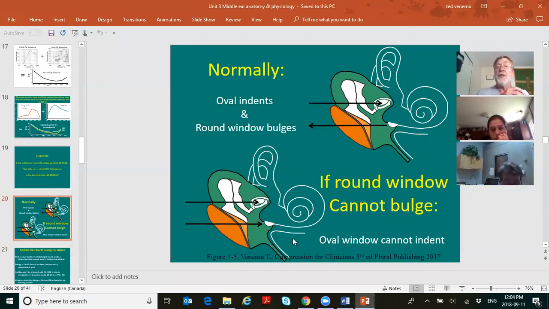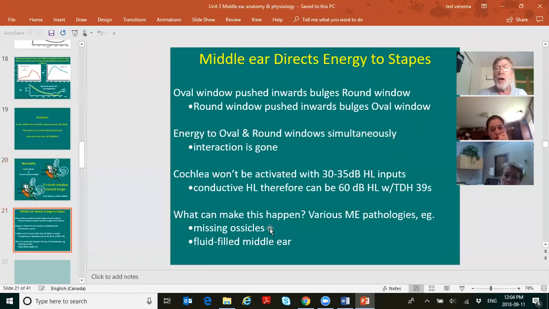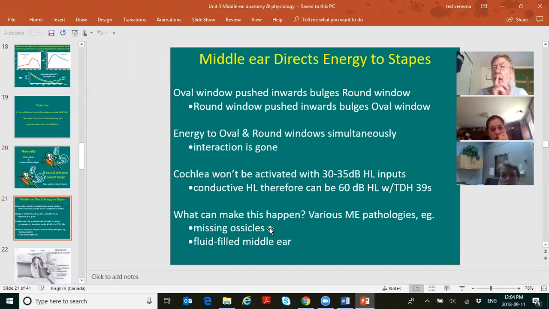Normally, the oval window indents and the round window bulges. Remember, we described that earlier. That's normal. But what happens if the oval window can't push in and the round window can't bulge out? Okay? What happens if you've lost that trade-off? And what's going to cause a loss of that trade-off?